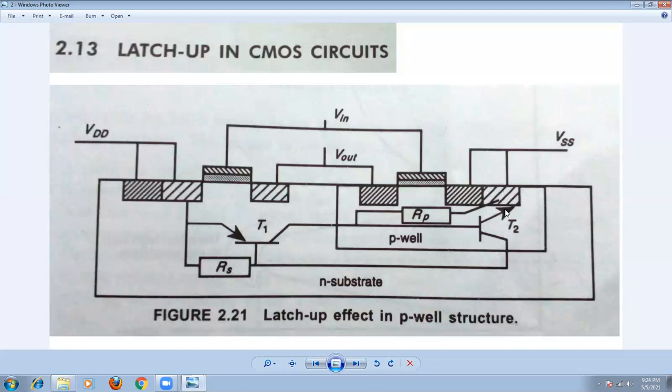Because of this low resistance path, what happens? This point will be connected to the VDD. It will be connected to the VDD because of the low resistance path. Just remember, when these two transistors turn on, there exists a low resistance path between the collector and emitter of the transistor. So the two transistors will be turned on.